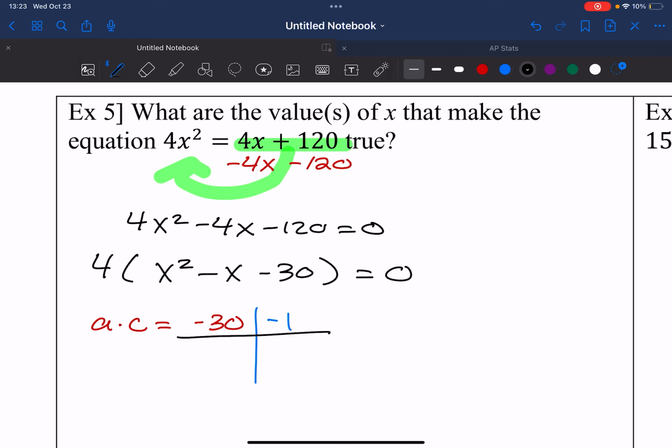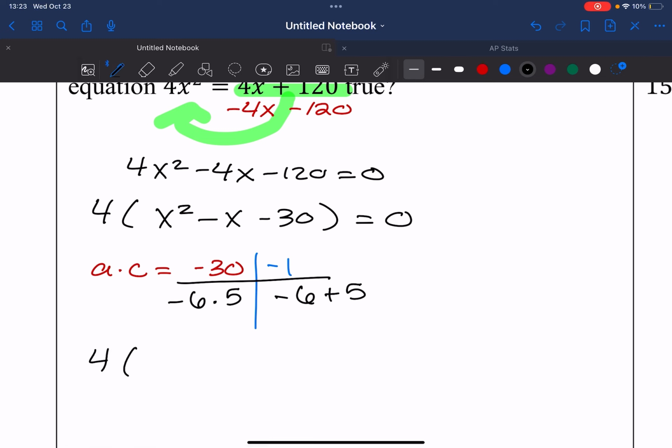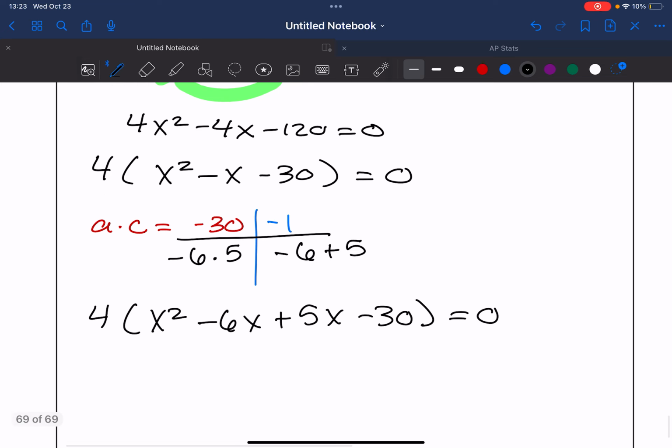So that means two numbers that multiply to negative 30 but add to negative 1 is going to be negative 6 times 5, or negative 6 plus 5. So I have 4 parentheses x squared minus 6x plus 5x minus 30 is equal to 0. I still am grouping my first two terms and then taking the GCF out of each.